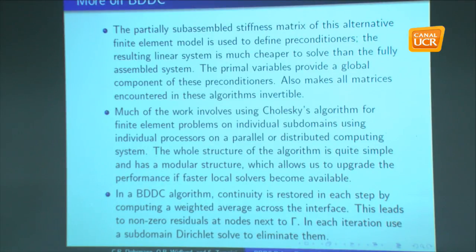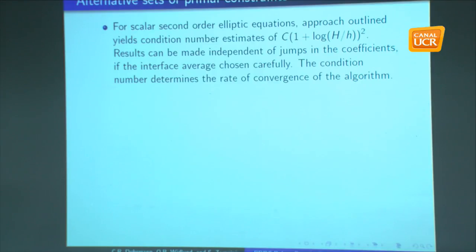And since we change the value, we get non-zero residuals at the nodes next to this. And so in each iteration, we use subdomain Dirichlet solves to eliminate those. For BDDC Deluxe, this is not required actually. This will automatically happen anyway.